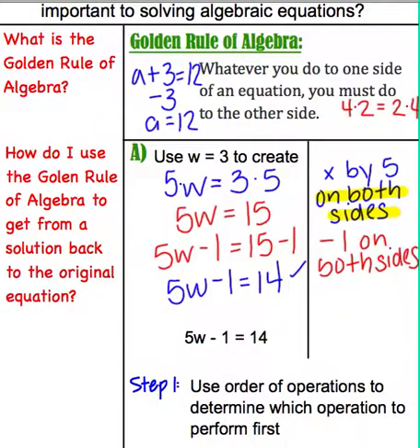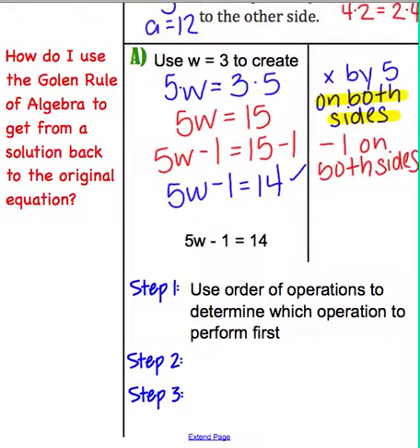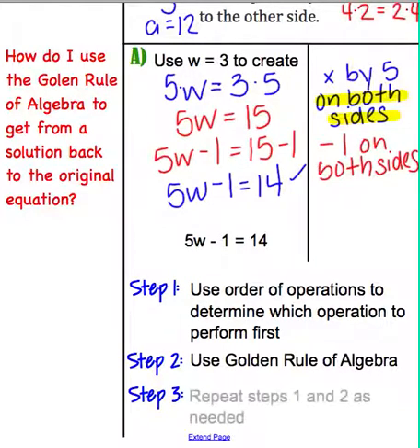To summarize, we used order of operations to decide which order we were going to do the work. Step 2 is then to use that golden rule of algebra and do the work on both sides of the equation, with step 3 being to repeat steps 1 and 2 as necessary. We will continue this in the next video.